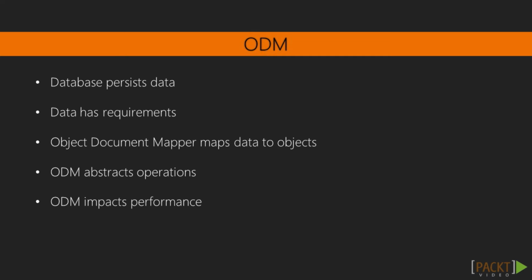The database solves the problem of persisting our data. Most of the time, our data will have other requirements attached to it, like validation or business logic. We can fix it by using an Object Document Mapper to map our data as objects in our applications. An ODM abstracts usual operations with documents, providing us with utilities which simplify a lot of common tasks. An ODM has an impact on performance, but it's balanced by rapid application development, allowing you to develop your applications faster.